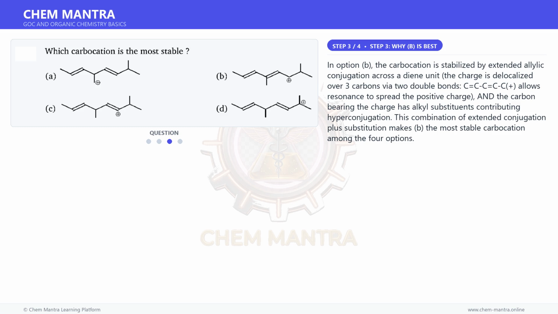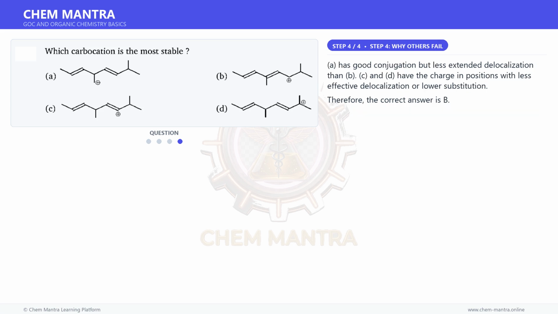In option B, the carbocation is stabilized by extended allylic conjugation across a diene unit. The charge is delocalized over 3 carbons via 2 double bonds, C=C-C=C-C+, which allows resonance to spread the positive charge, and the carbon bearing the charge has alkyl substituents contributing hyperconjugation. This combination of extended conjugation plus substitution makes B the most stable carbocation among the 4 options.